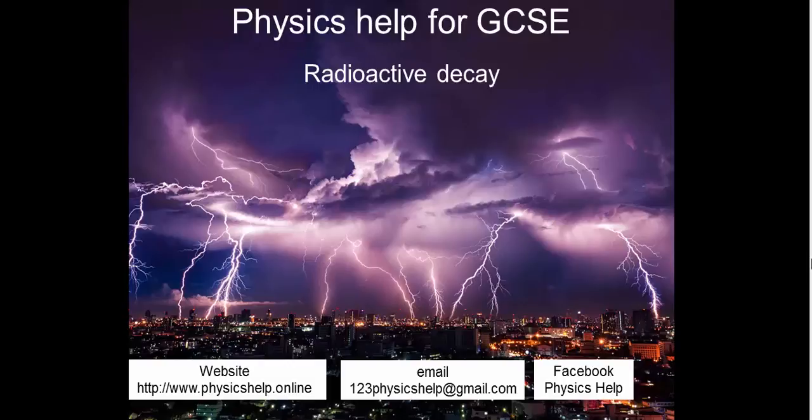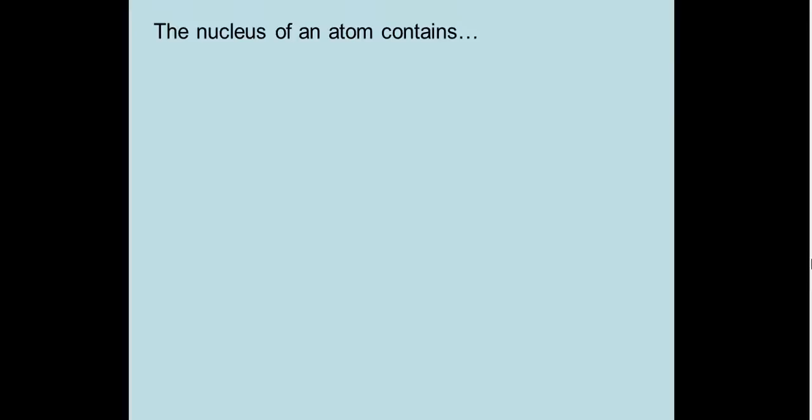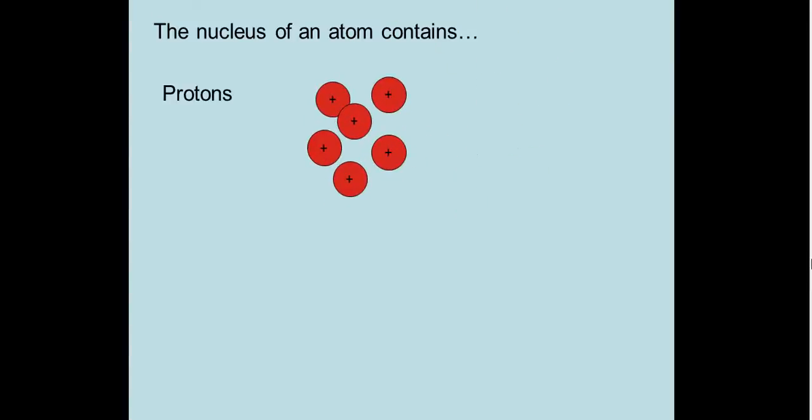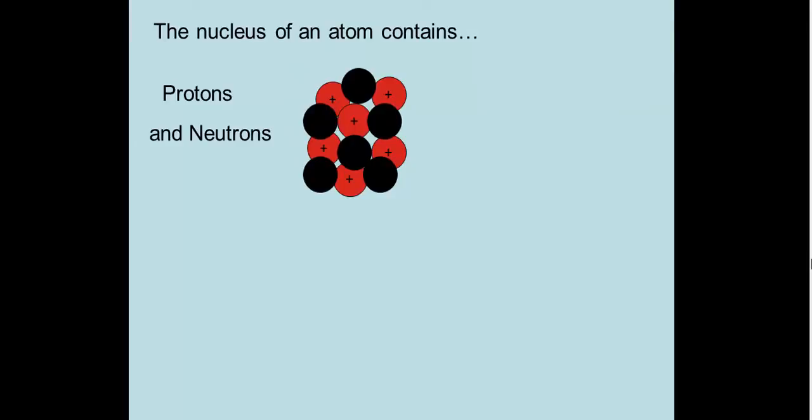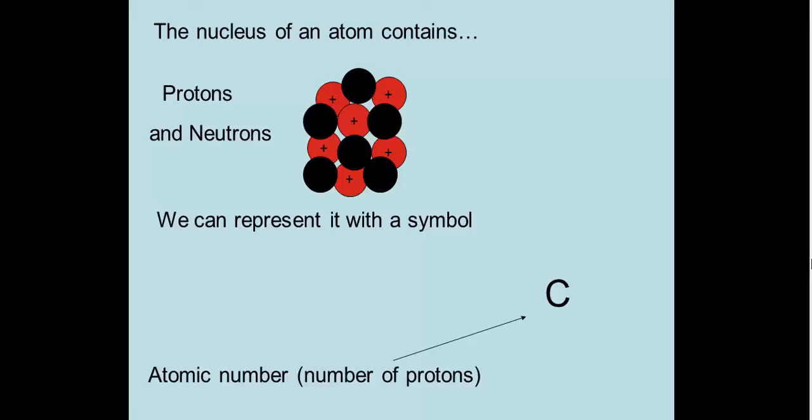Radioactive decay. The nucleus of an atom contains protons, which are positively charged, and neutrons, which are neutral. We can represent it with a symbol. This has 6 protons, so it's carbon, which has a capital C. The atomic number gives the number of protons, which is 6. The mass number is the number of protons and neutrons. In this case, there are 6 protons and 6 neutrons, giving a mass number of 12.